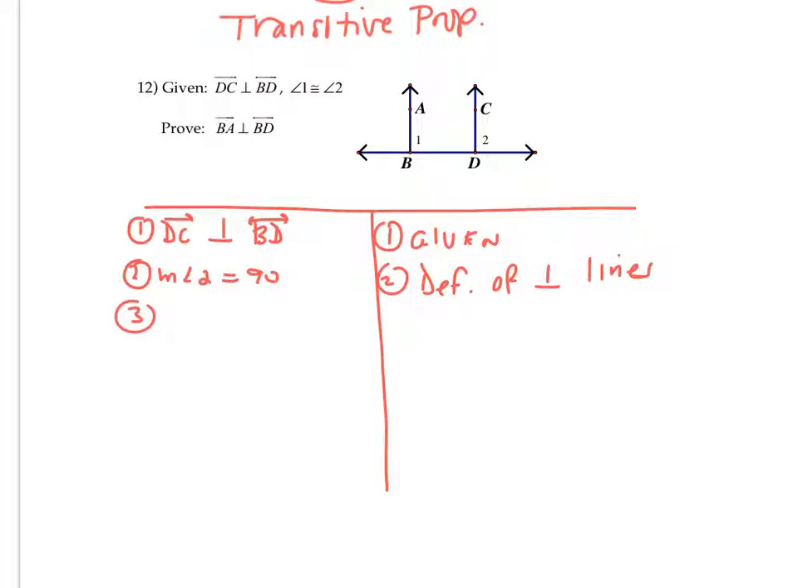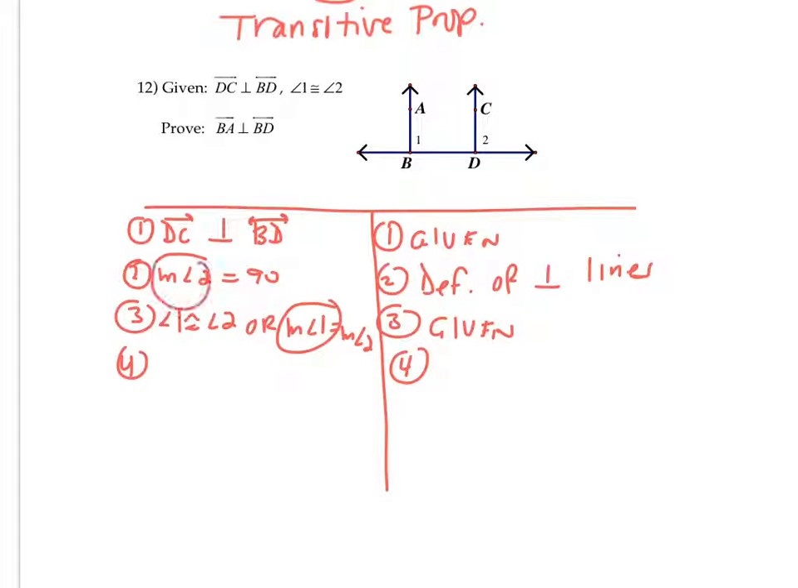In step 3, you can say that we're given that angle 1 is congruent to angle 2, and because we want to use some substitution later, possibly, let's say measure of angle 1 equals measure of angle 2, and again that was given. Okay, in step 4, let's go ahead and do that substitution. Let's replace the measure of angle 2 up here with the measure of angle 1. So you can write the equation the measure of angle 1 is equal to 90 degrees. Again, substitution.